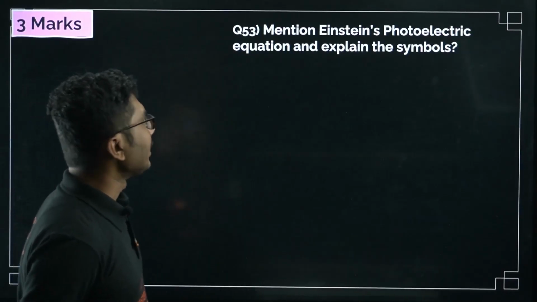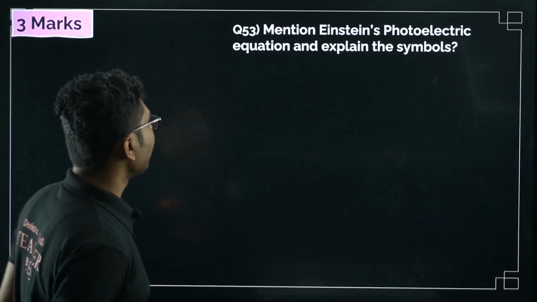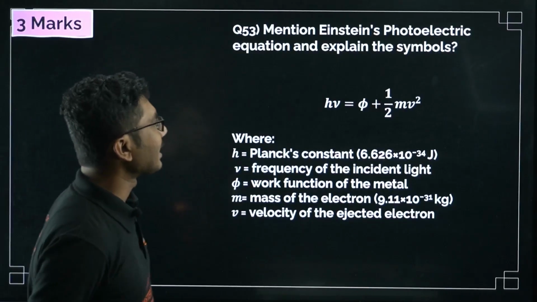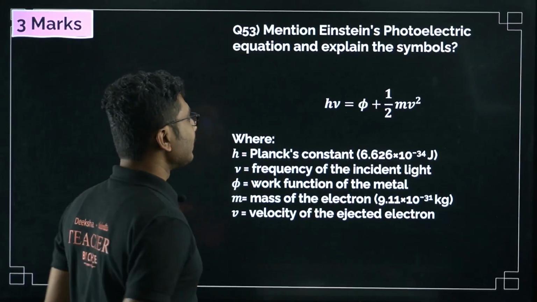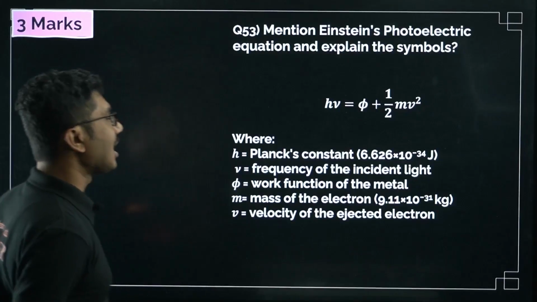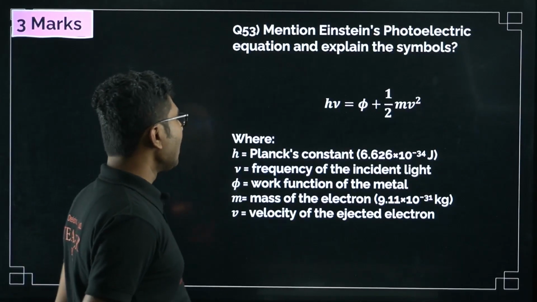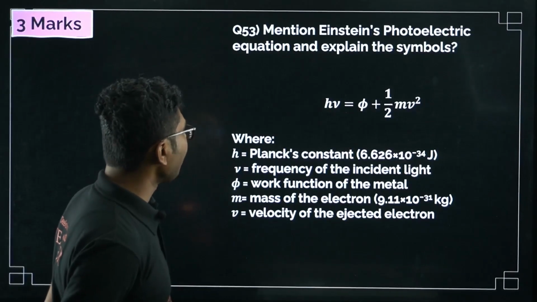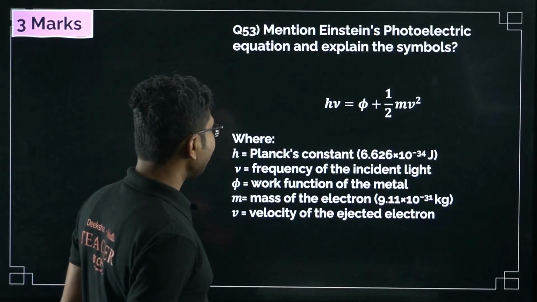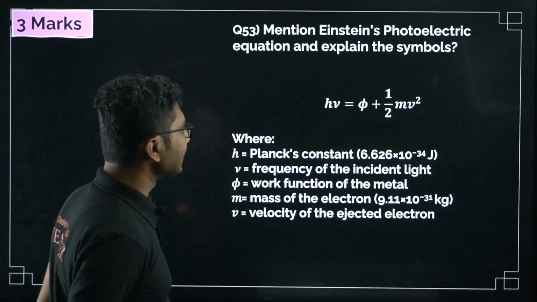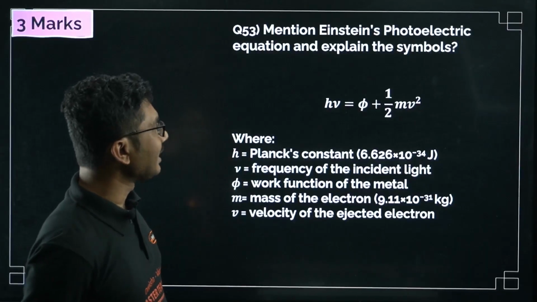Mention Einstein's photoelectric equation and explain its symbols. Okay, this is another equation that you can write: h nu is equal to phi plus half m v square. Here m is the mass of the electron, h is Planck's constant, nu is the frequency of the incident light, and phi is the work function of the metal.